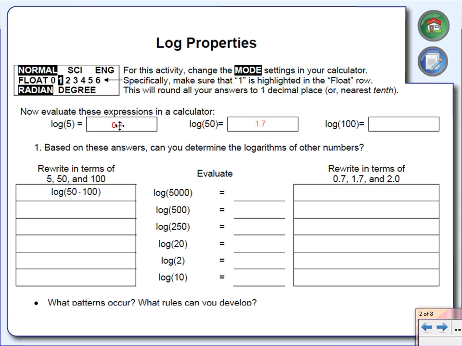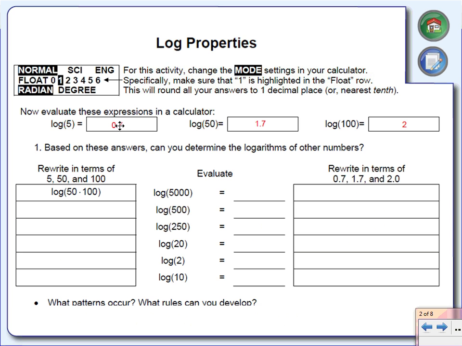Then let's do log of 100 as well. What is the log of 100? 2.0, which is the same thing as a 2. So we've just found the log of 5, the log of 50, and the log of 100. We're going to use those numbers in a second. Number 1 says, based on these answers that we just came up with, you can also determine the log of other numbers. And that's what we're going to be doing here.